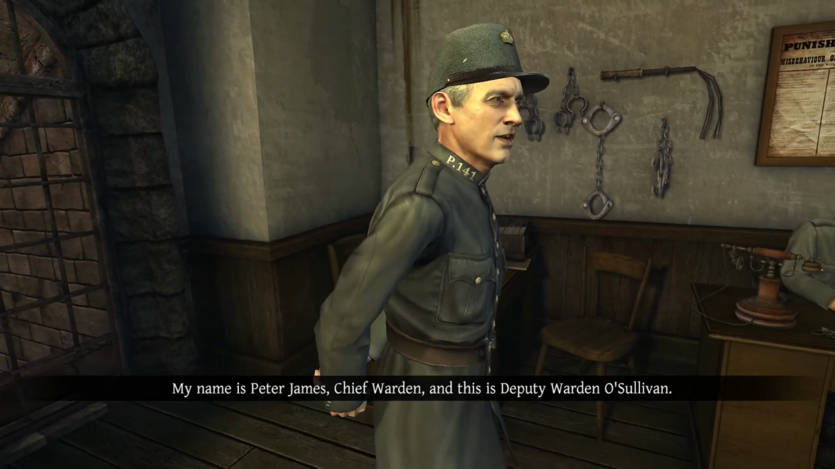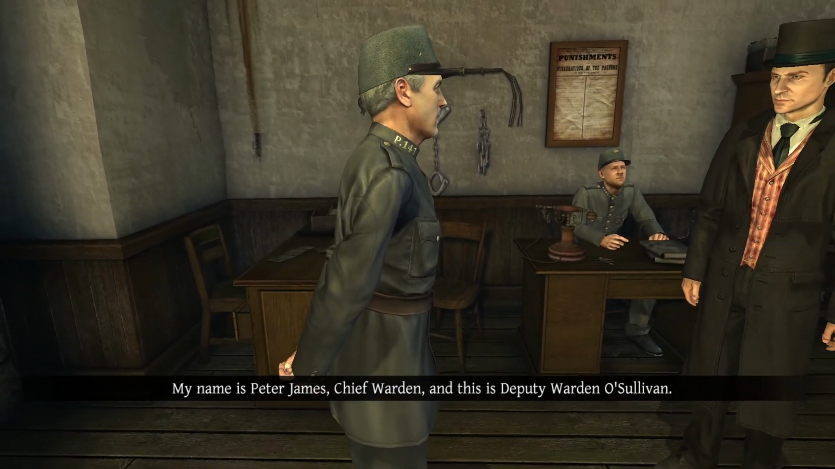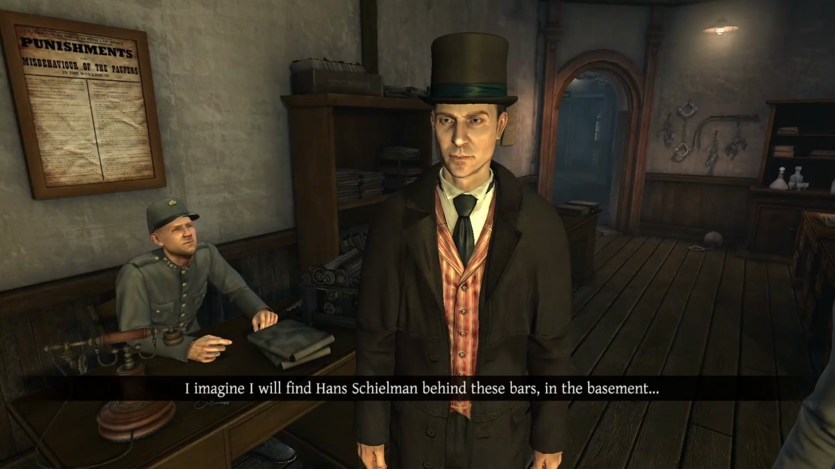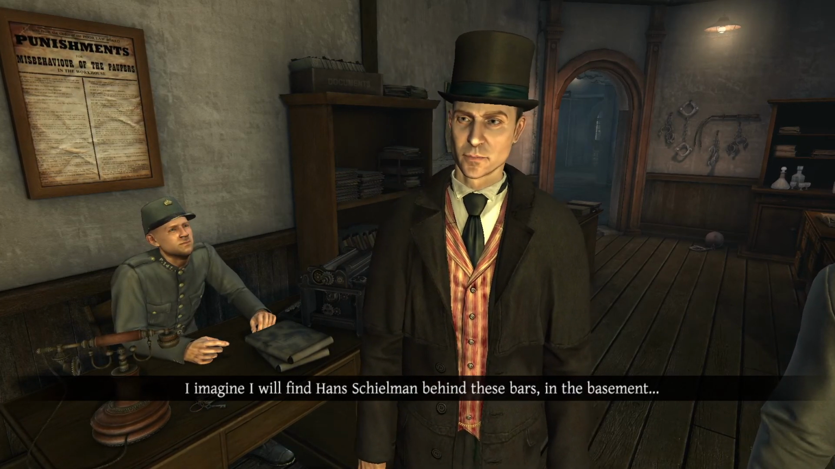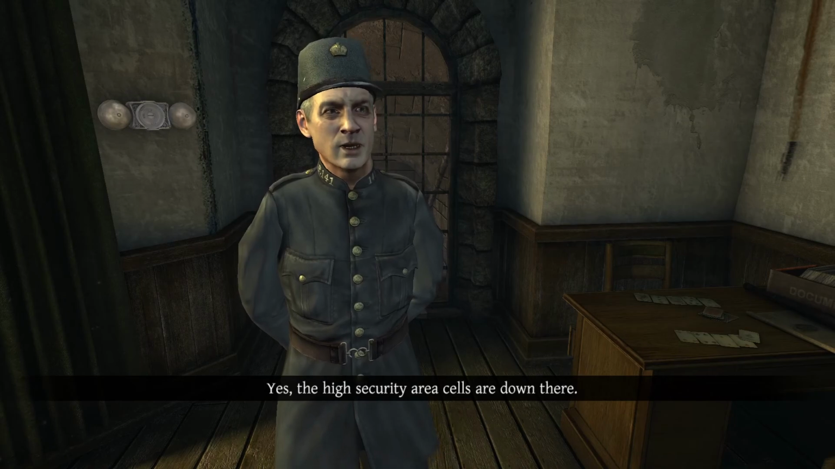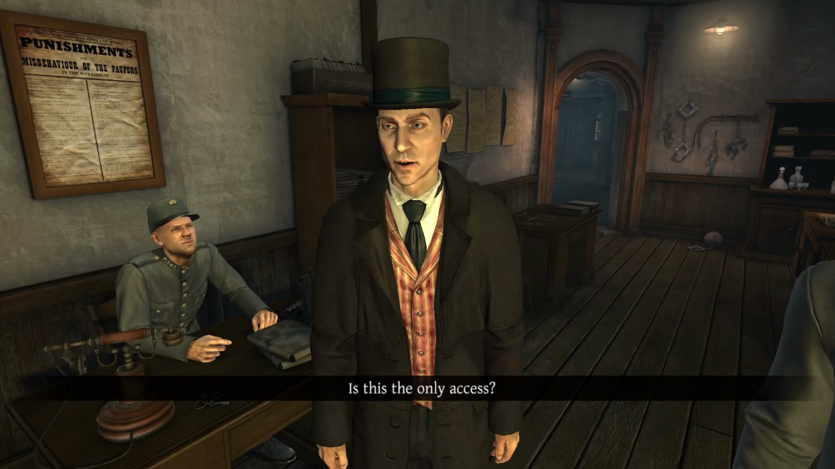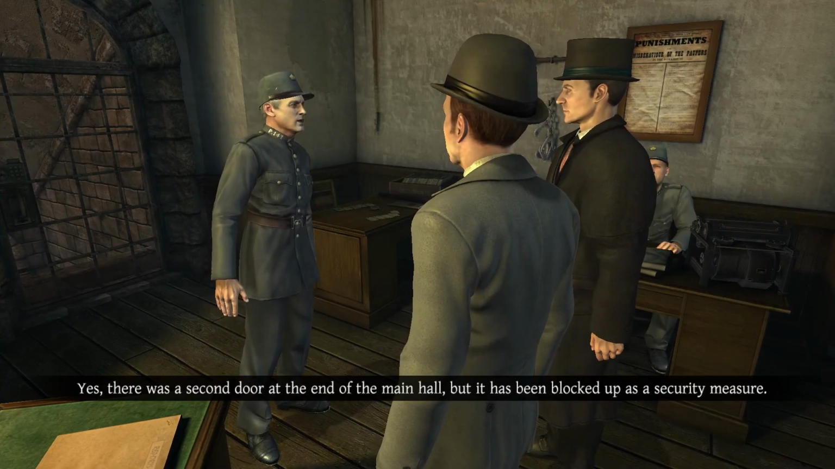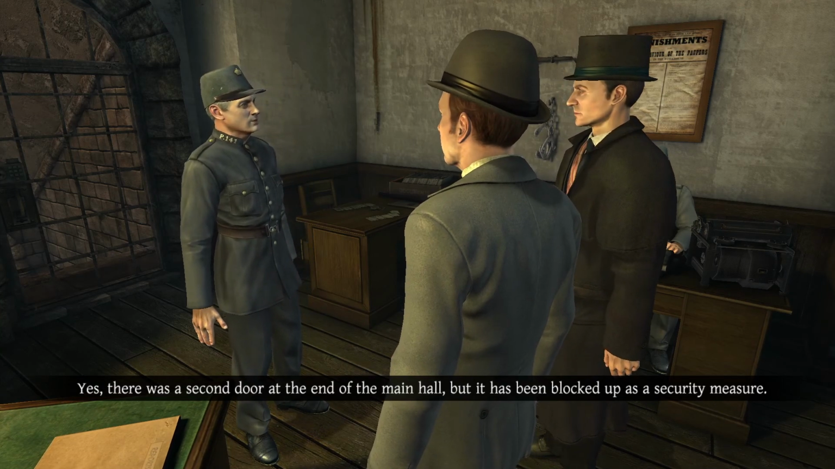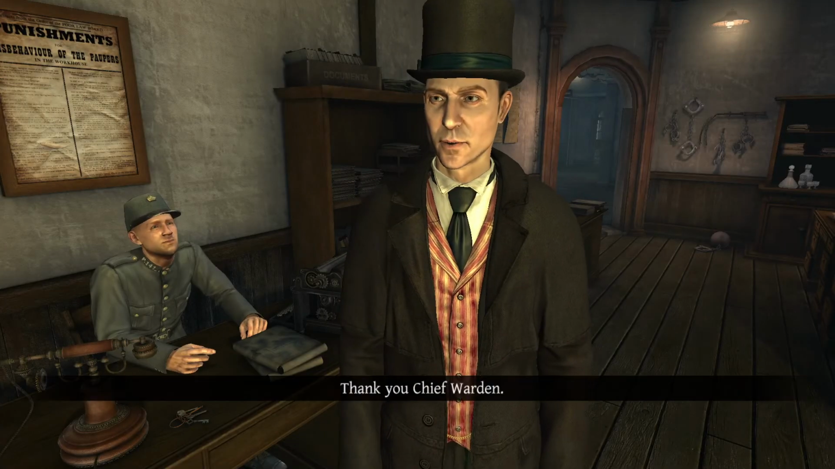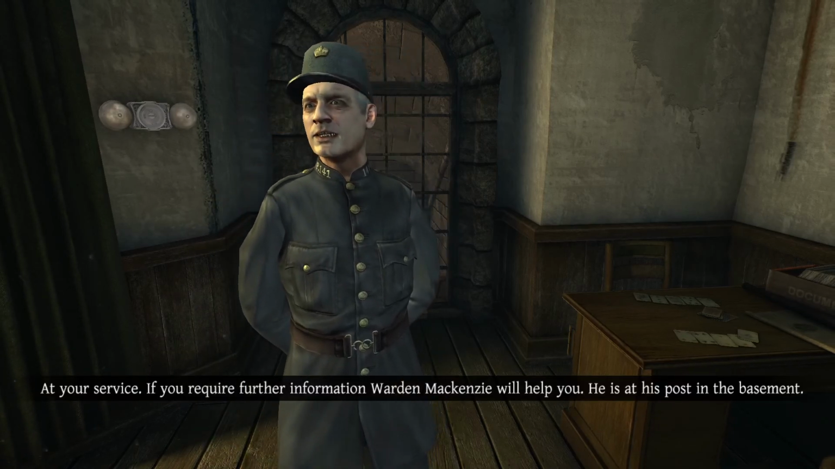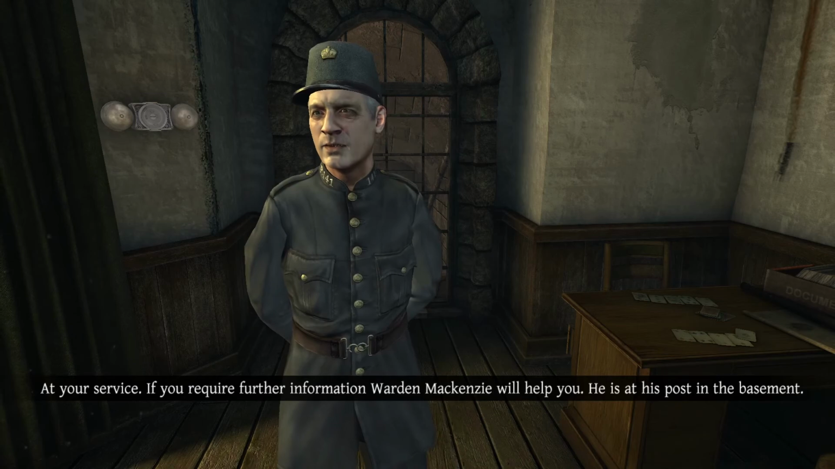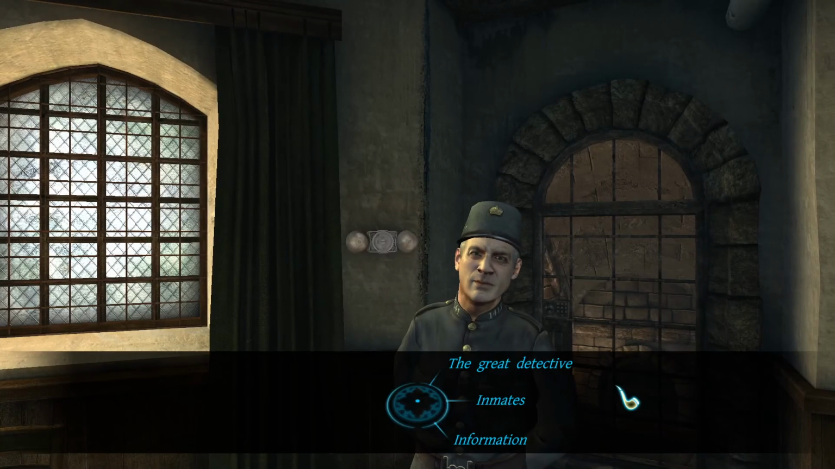My name is Peter James, Chief Warden, and this is Deputy Warden O'Sullivan. I imagine I will find Hans Schielmann behind these bars in the basement. Yes, the high security cells are down there. Is this the only access? Yes, there was a second door at the end of the main hall, but it's been blocked up as a security measure. Thank you, Chief Warden. At your service. If you require further information, Warden Mackenzie will help you. He's at his post in the basement.